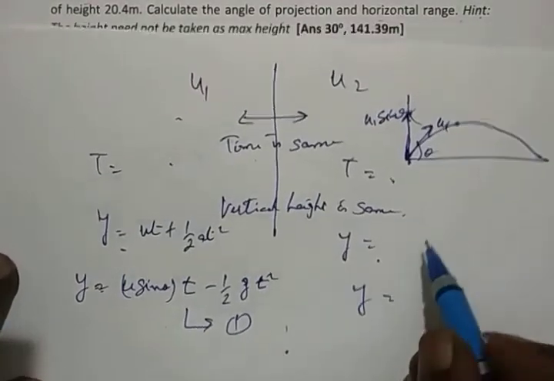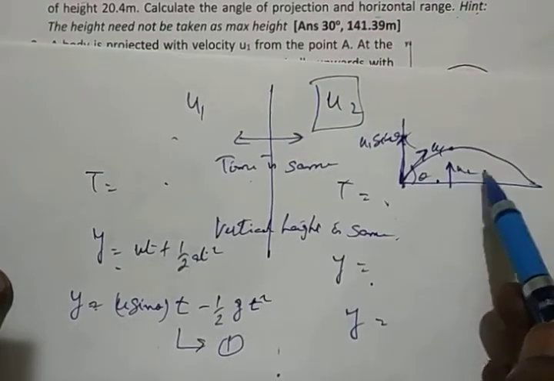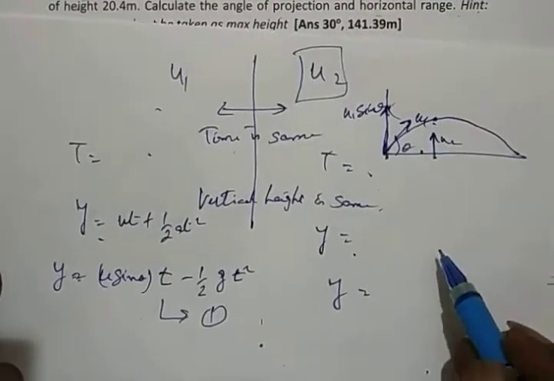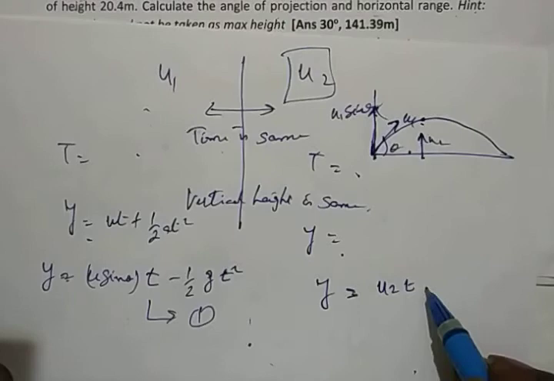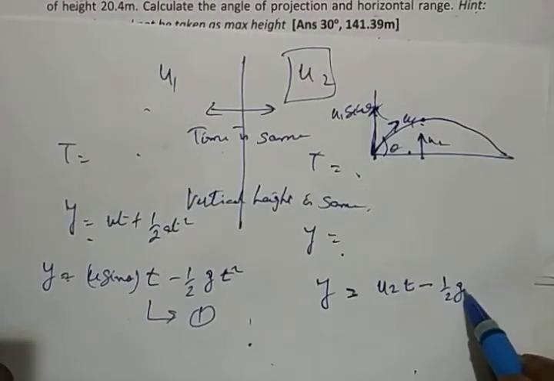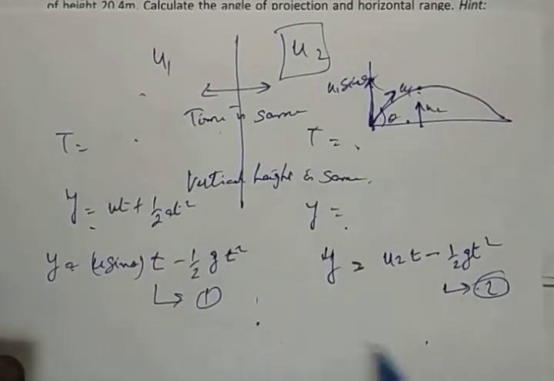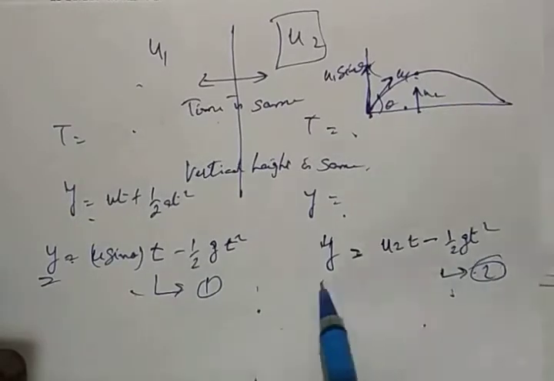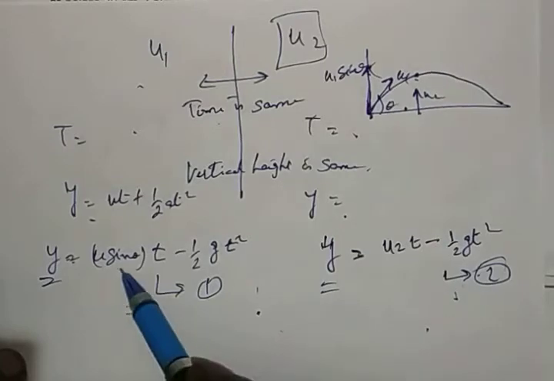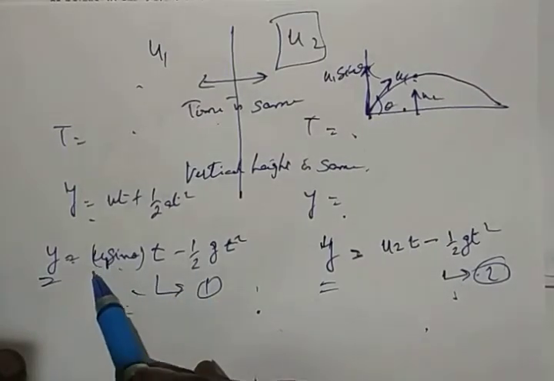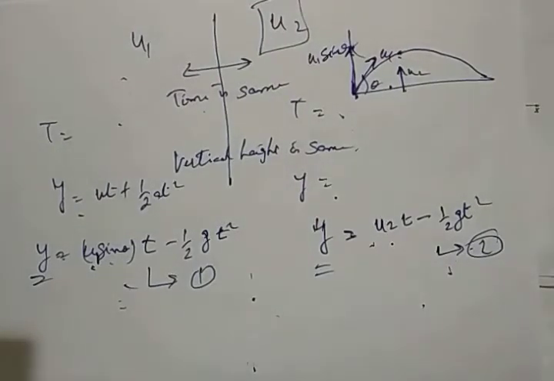Here y is going to be equal to, for this u2 value, which has just been projected up with u2, it just goes from here to here only, right? So y is going to be equal to u2 into t minus half g t square. This is the second equation. Equate both of these. This is also y, this is also y. Once you equate, the half g t square terms will get cancelled out. You'll easily find out the value of the ratio of u1 and u2. You can try this way, you will be able to get the answer.